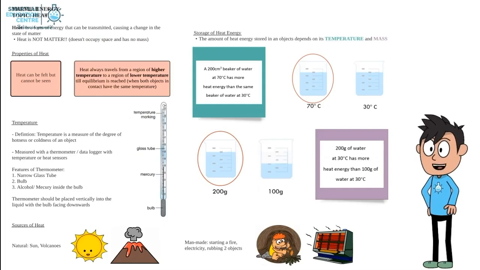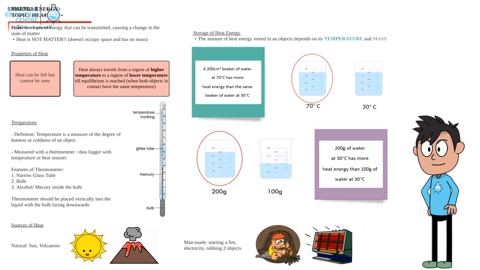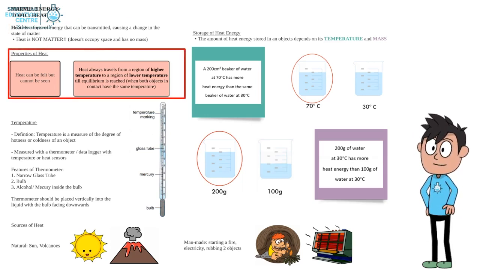Now let us recap what we have learned today. Heat is a form of energy that can be transmitted, causing a change in the state of matter. Heat is not matter. Properties of heat. Firstly, heat can be felt, but cannot be seen. Secondly, heat always travels from a region of higher temperature to a region of lower temperature till equilibrium is reached.